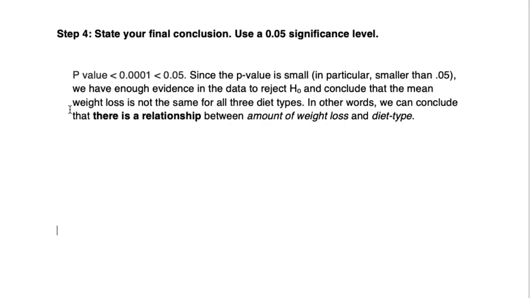Step 4, which is the final step of our hypothesis test, is that we want to state the final conclusion, and we're going to use a 0.05 significance level. So recall that the p-value that we found was less than 0.0001, and that is clearly less than 0.05. So since the p-value is small, we have enough evidence in the data to reject the null hypothesis and conclude that the mean weight loss is not the same for all 3 diet types. In other words, we can conclude that there is a relationship between the amount of weight lost and the diet type.